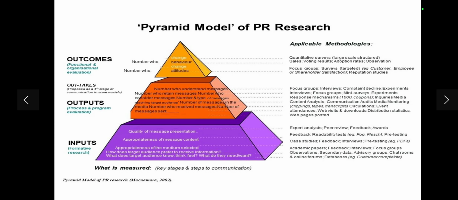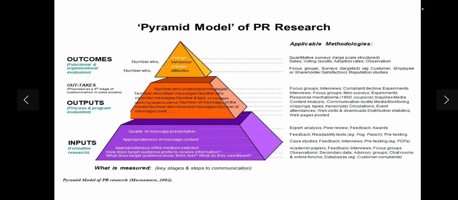And you also remember McNamara also has a pyramid: input, output, outcome. Now, if you want to know how to measure, take for instance, if you want to measure inputs, see the right side, applicable methodologies. It tells you if you want to measure inputs, it's maybe peer review or awards or readability tests or whatever. If you want to measure outputs, you can do interviews, complaint decline, experiments.